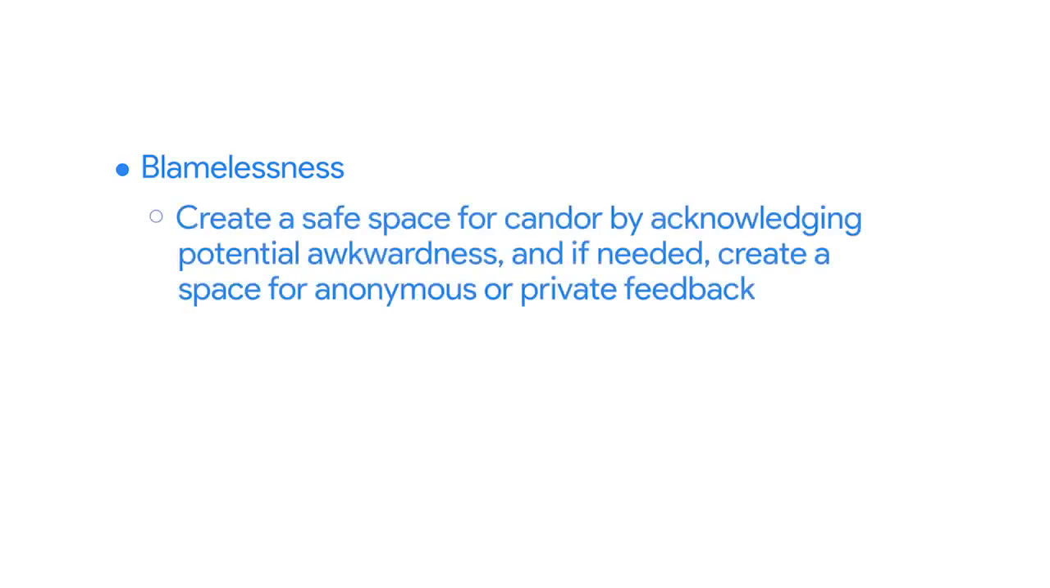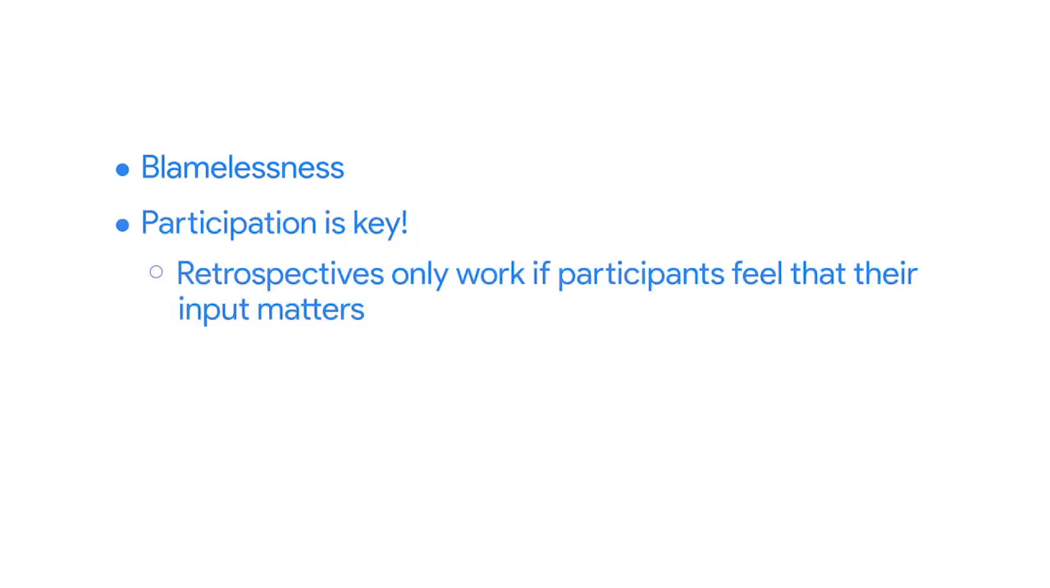First, it's important to demonstrate the Scrum value of respect and always allow the team to remain blameless. If any team member is worried there may be negative consequences for providing feedback, your outcome won't be as beneficial. You'll need to create a safe space for candor by acknowledging potential awkwardness, and if needed, create a space for anonymous or private feedback. Participation is key because retrospectives only work if participants feel like their input matters.